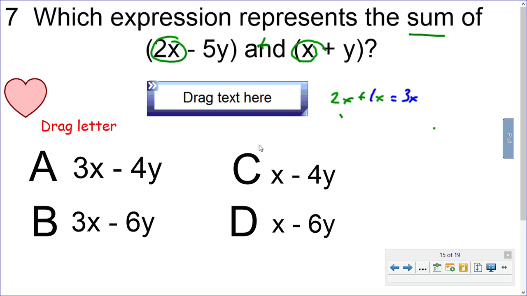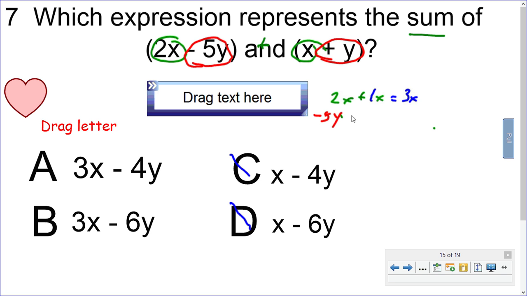So 3x. Now, since this is multiple choice, I look at my choices to see which ones have 3x in them, so I know C and D are definitely not it. So my choice has got to be A or B. So now I have some y's. So I have a minus 5y, and that minus sign goes with it. And I have a plus y.